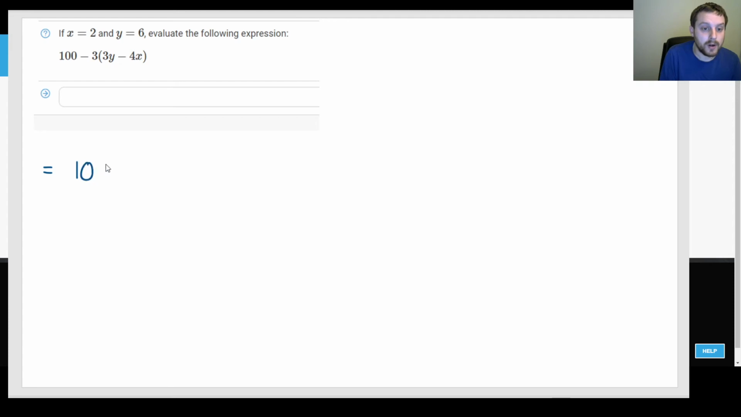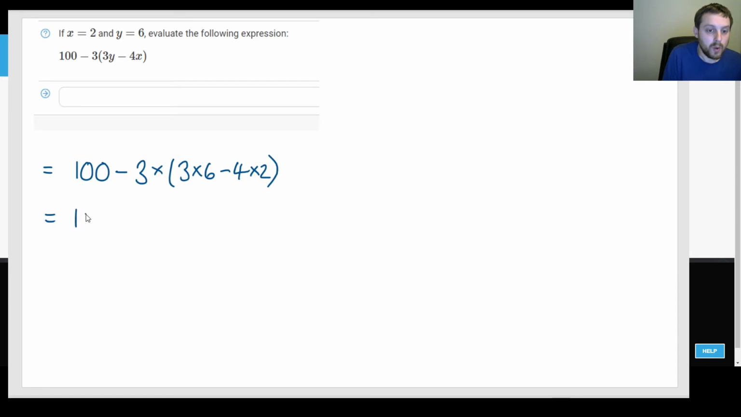So anyway, I've got 100 take away 3. Now there's a missing symbol between the 3 and the bracket. I'm going to write times, and then there's the bracket. So far I'm literally just writing it exactly as it's written up here. There's 100 minus 3. I am putting the times sign in because it makes it easier for me to work out the answer. And then I've got 3 times y, but y is 6, isn't it? So it's 3 times 6. And then I'm taking away 4 times 2.